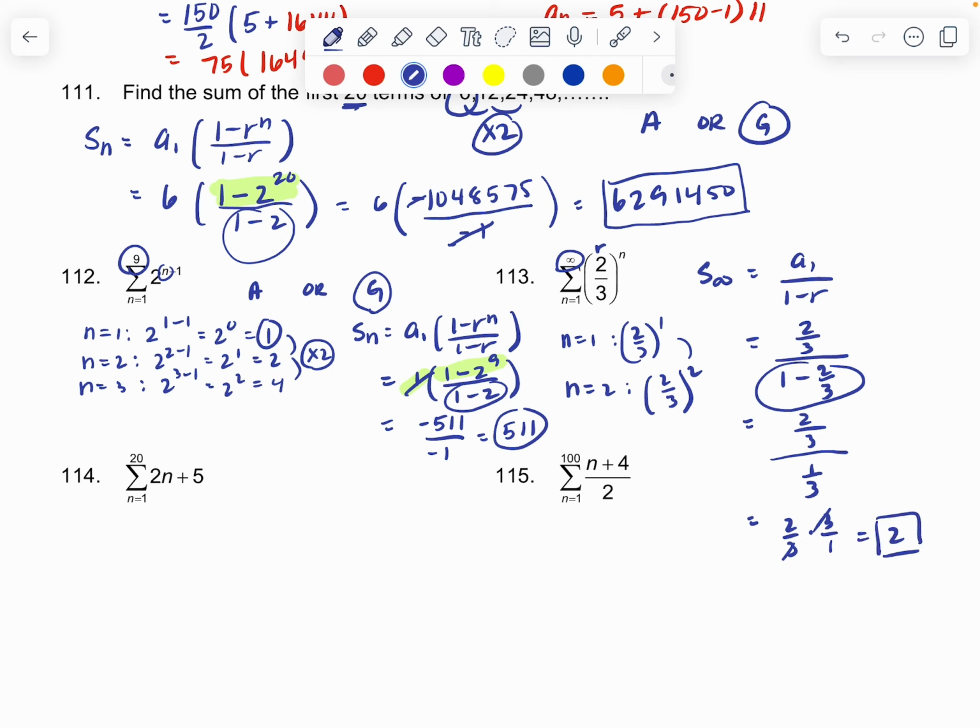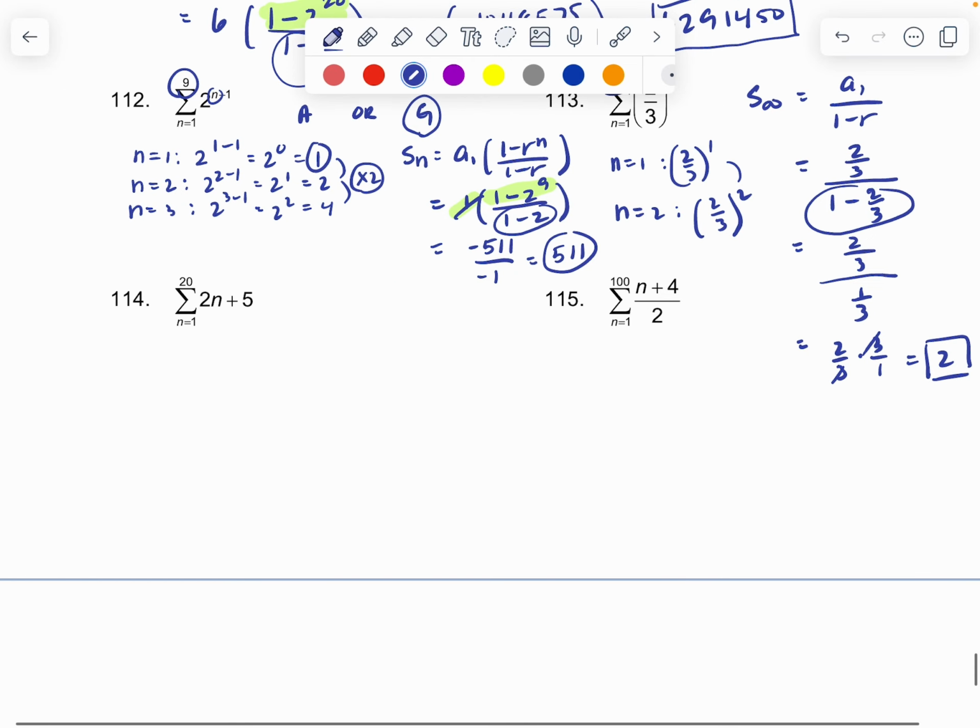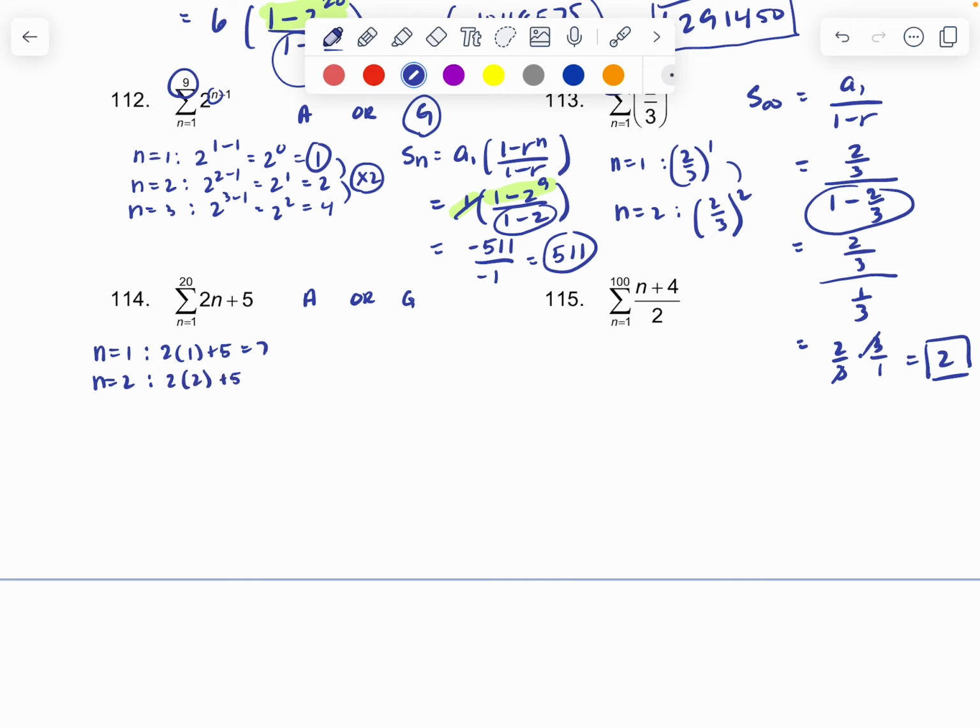Okay? All right, 114. So is it arithmetic or is it geometric? If you don't know, plug in a couple numbers. So if you plug in n equals 1, I'm going to get 2 times 1 plus 5, which is 7. If I plug in n equals 2, I'm going to get 2 times 2 plus 5, which is 9. And if I plug in n equals 3, I'm going to get 2 times 3 plus 5, which is 11. So I see that I'm adding 2 to get from term to term, which means I'm arithmetic.